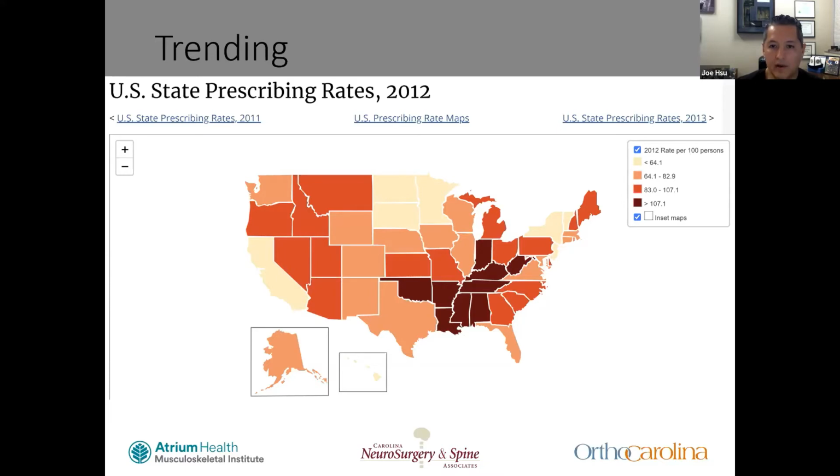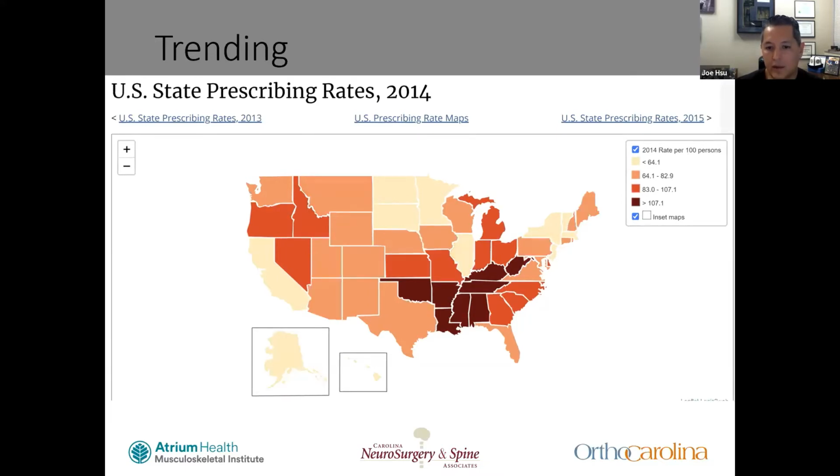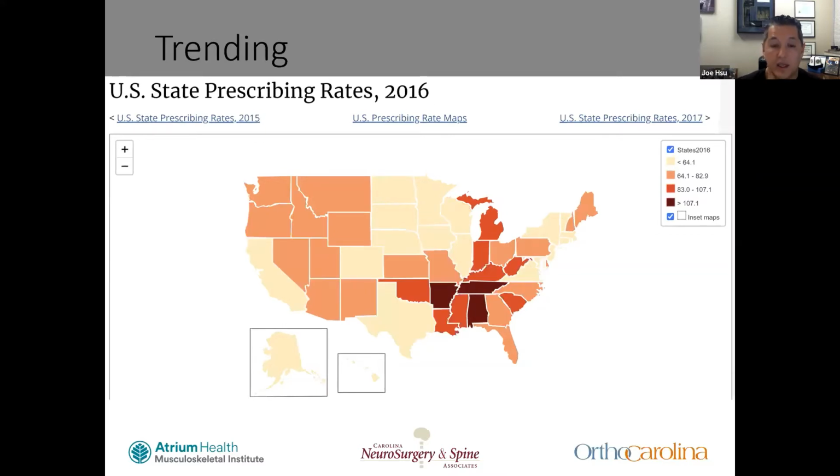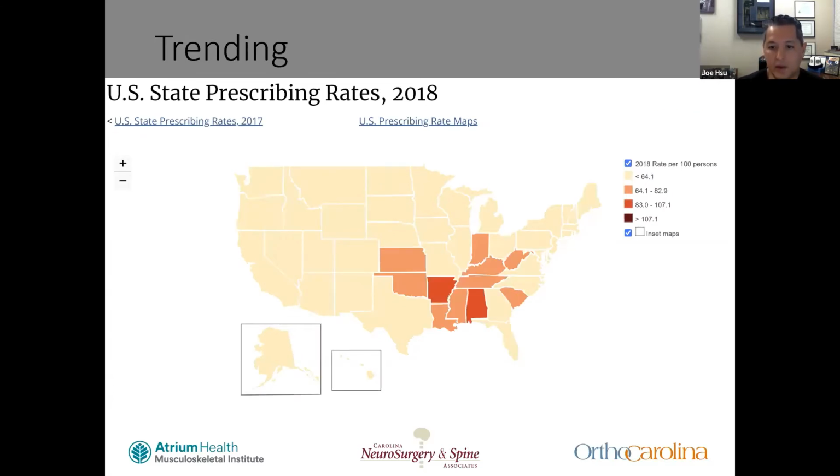So that's 2012. You see 2 years later, really not much has changed by 2014. But then as the word starts to get out and some of the interventions start to get out, by 2016 there's been some movement in our region with the exception of South Carolina. And then by 2018, South Carolina is still lagging behind a little bit, but improving.